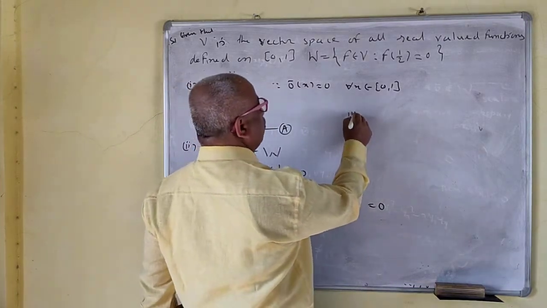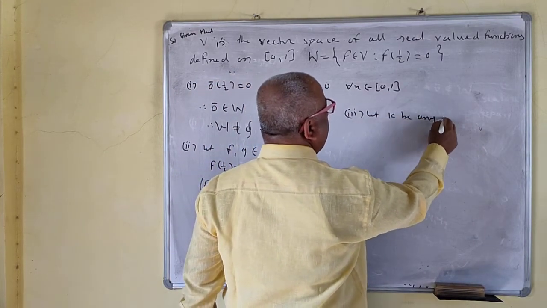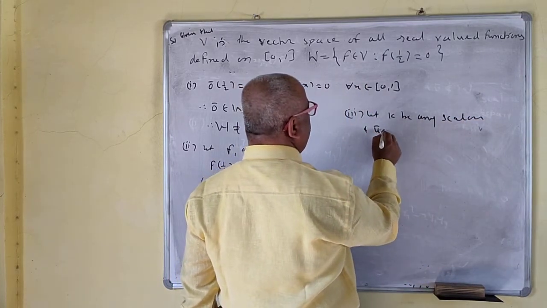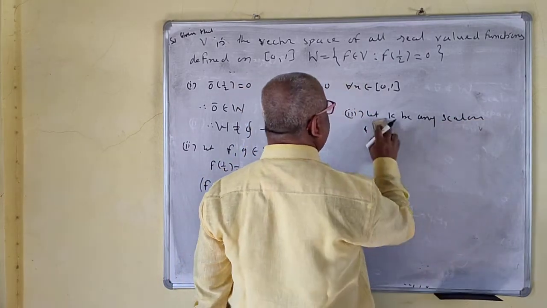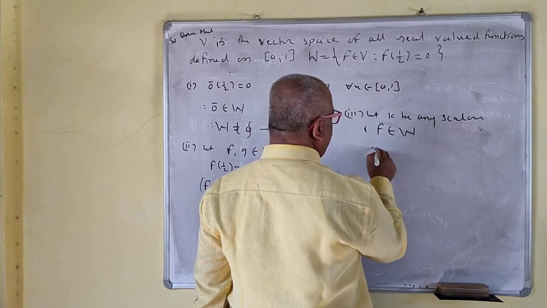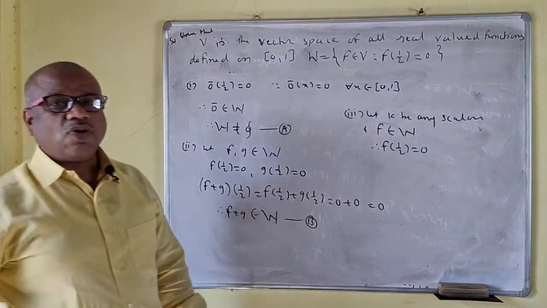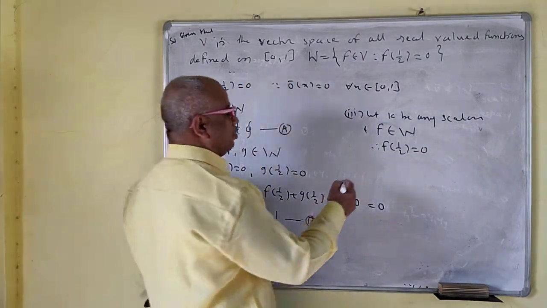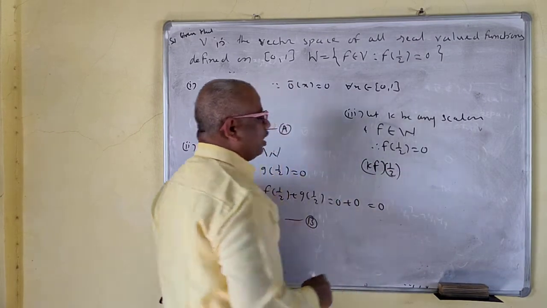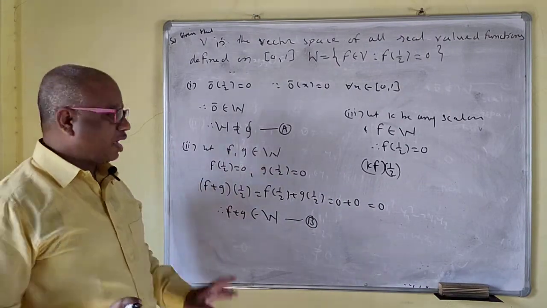Now the third one: let K be any scalar, and instead of U bar we'll take F now. F belongs to W, which means F of half is 0. What we want to prove is that Kf belongs to W. So we'll apply Kf on half. If it is 0 for any value of K, then we are through.